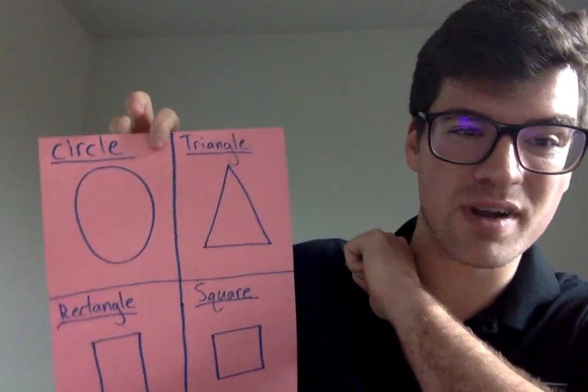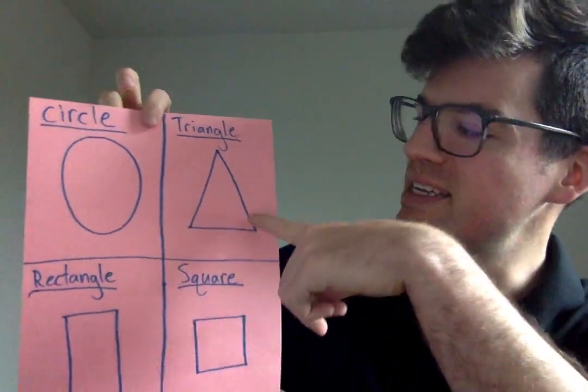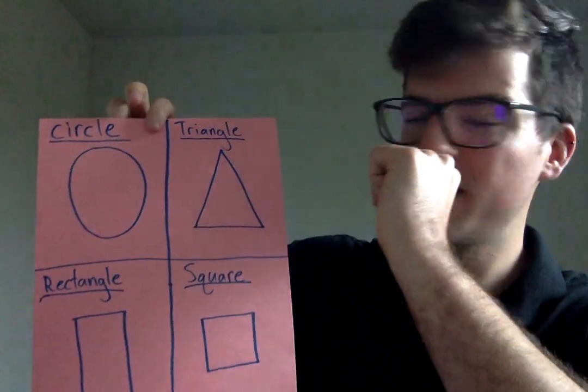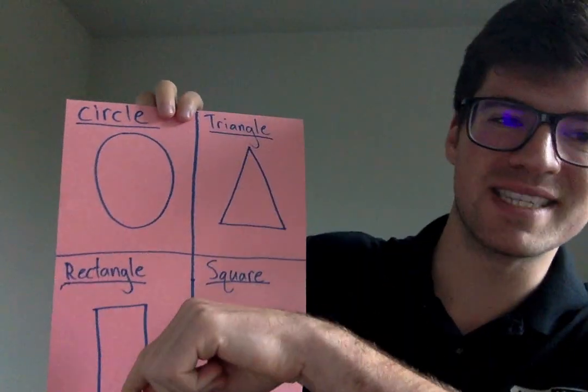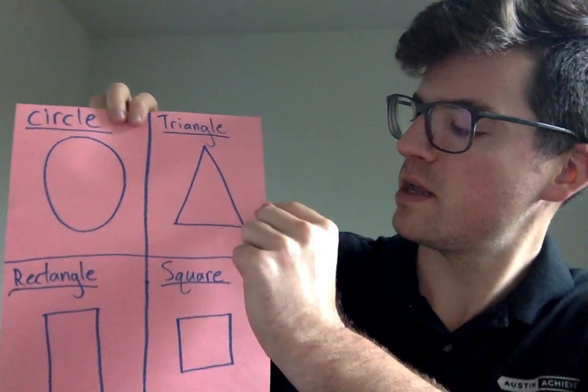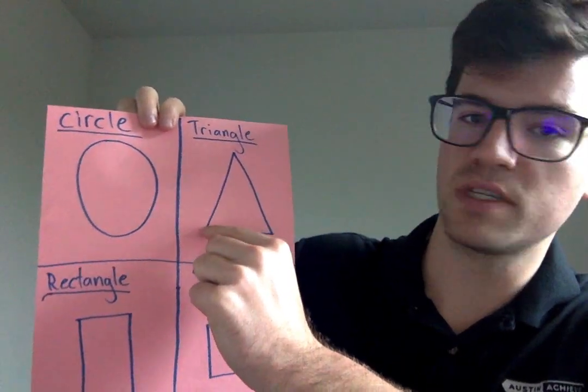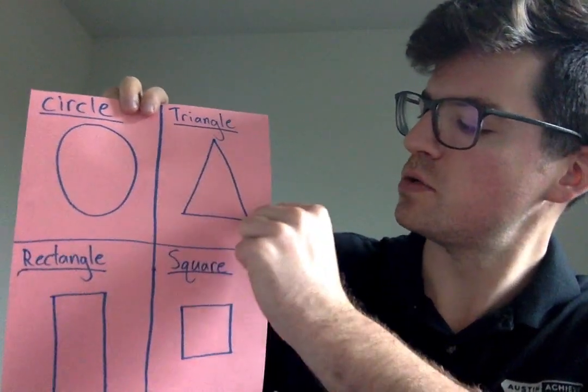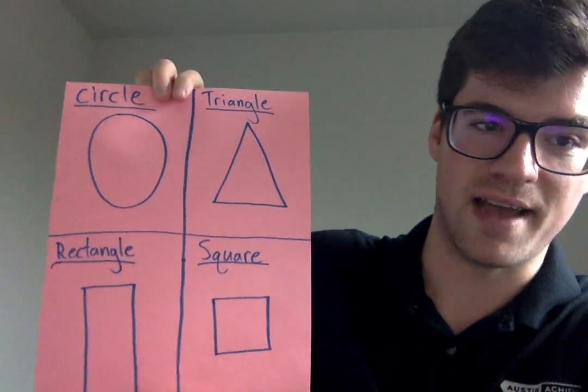The second shape we're going to be looking for in our houses today is a triangle. A triangle has 3 straight sides and 3 vertices or corners. We have 1, 2, 3 vertices and 1, 2, 3 straight sides.